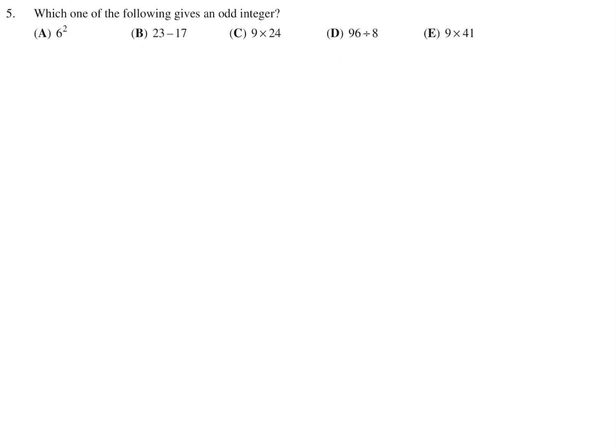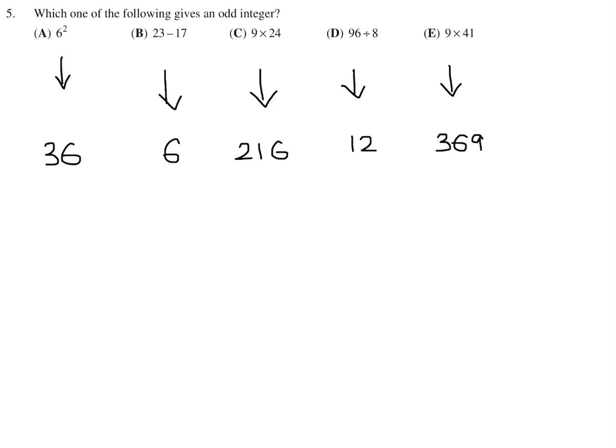Which of the following gives an odd integer? All right, 6 squared is 36. That's not odd. 23 minus 17 is 6. Not odd. 9 times 24 is 216. That's an even number. 96 divided by 8 is 12. And finally, 9 times 41 is 369. This is the only odd integer in our list. So the answer is E.